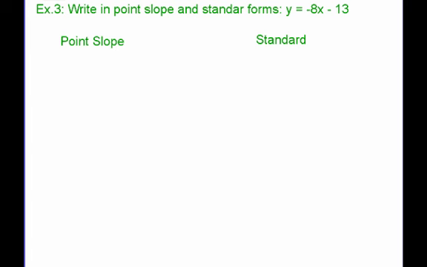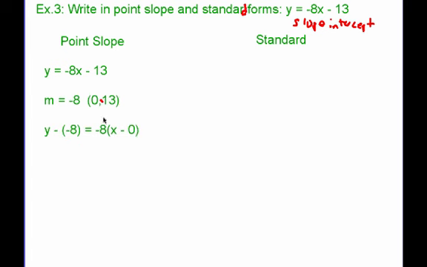All right, example 3 says I want to write in point-slope form and standard form y equals negative 8x minus 13. So for this one, I'm given it in slope-intercept, and I want to turn it into the other two forms. So to turn it into point-slope, I'm going to just look at my equation, and I'm going to realize that I know my slope is negative 8, and because this is minus 13, I have the point (0, negative 13). All right, so I just take my general form, and I'm going to plug in.